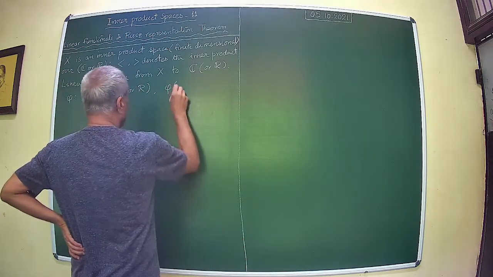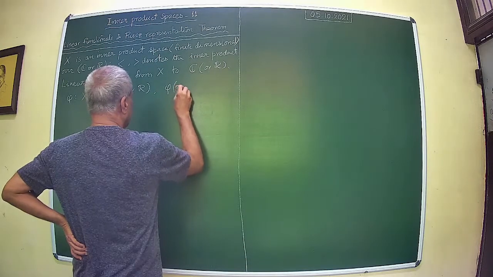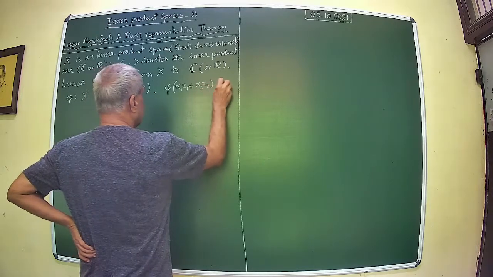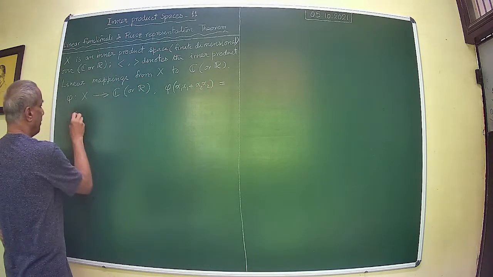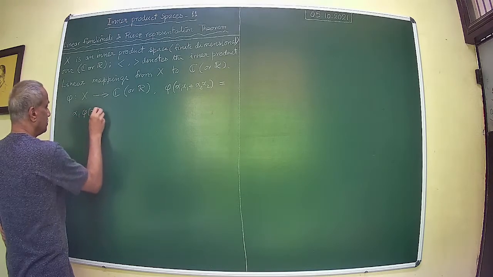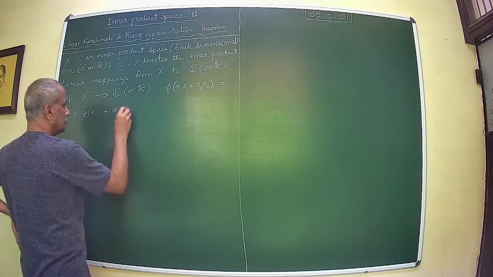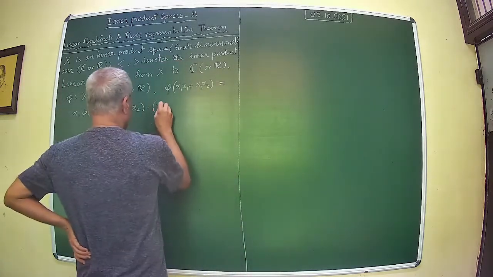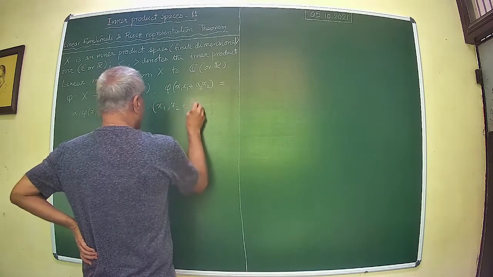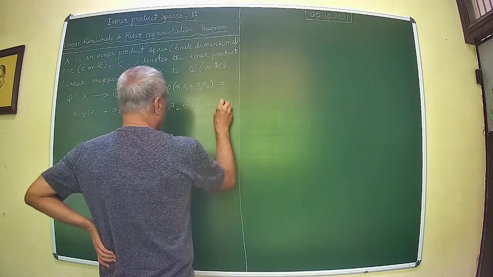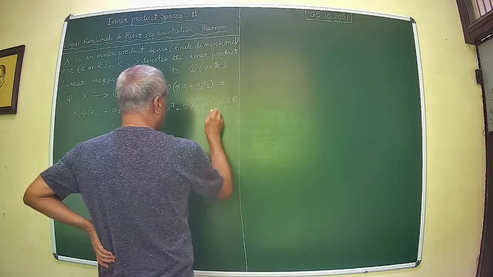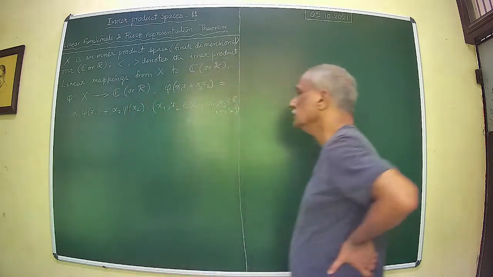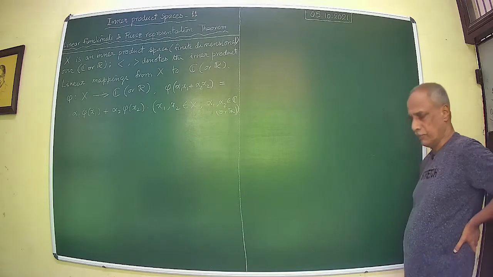Phi of alpha 1 x1 plus alpha 2 x2 is equal to alpha 1 times phi of x1 plus alpha 2 times phi of x2, that is linearity. So here x1, x2 belong to x. This is what you call a linear map.